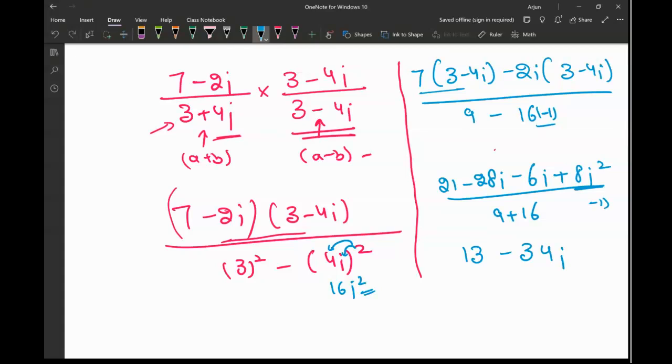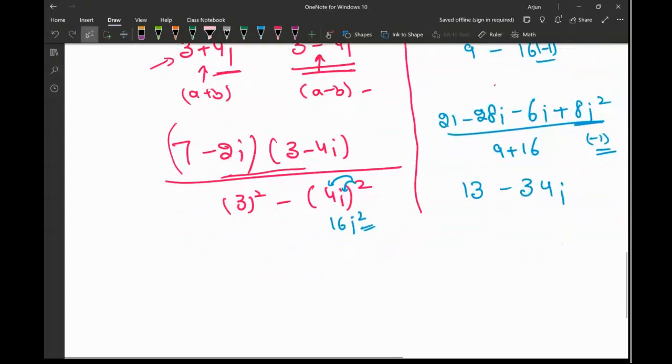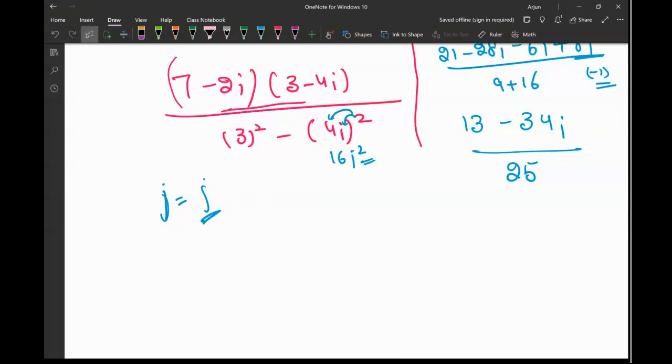This will become a negative number. 8 iota square is minus 8, since j square is minus 1. As I said, sometimes j is called iota also. So this is j. Iota is represented with the symbol i. If I'm using the word iota, it means I'm talking about j. So this is the number you're going to get for this question.